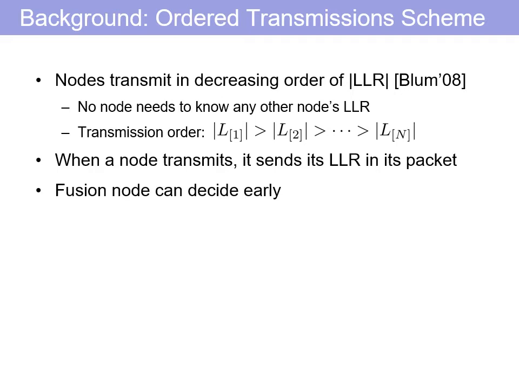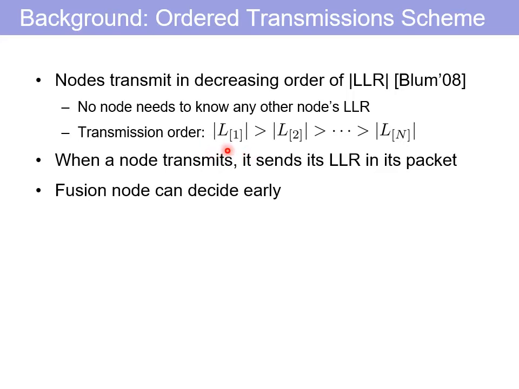So this is where the ordered transmission scheme comes in and takes a very different view of the problem. Instead of making the nodes transmit in a sequential order, 1, 2, 3, 4, 5, and so on, it makes the nodes transmit in an order that depends on their measurements. So here's the scheme. The nodes first take the log likelihood ratio and compute their absolute values. And the nodes transmit in the decreasing order of the absolute values of the log likelihood ratios.